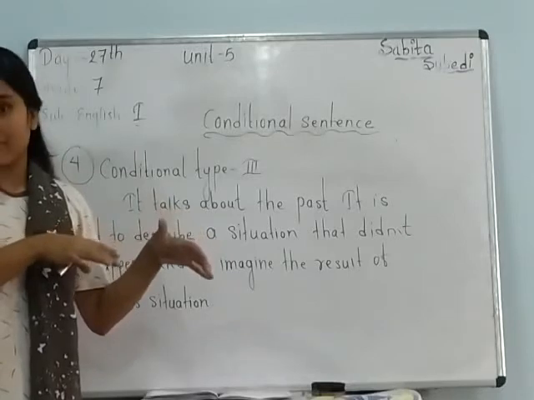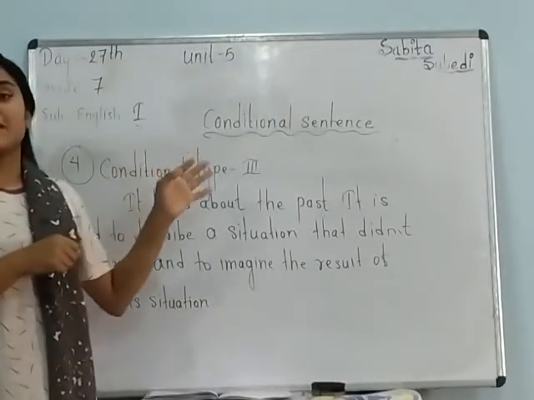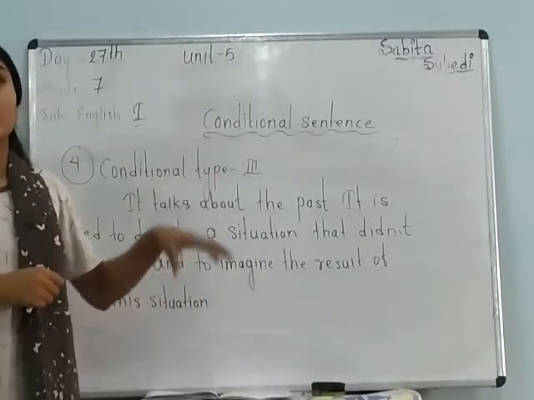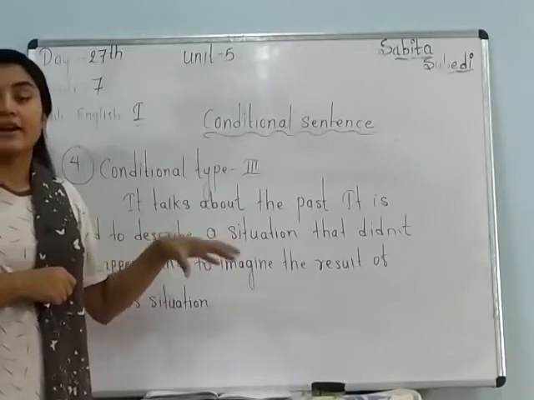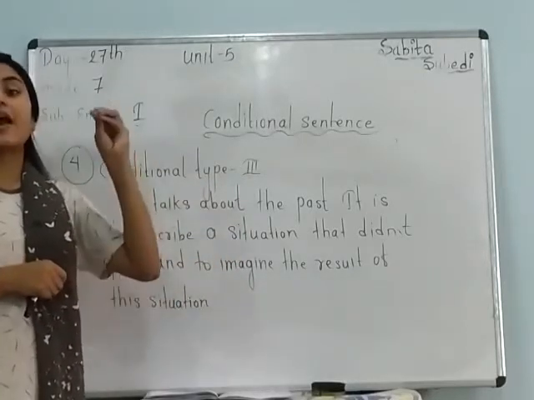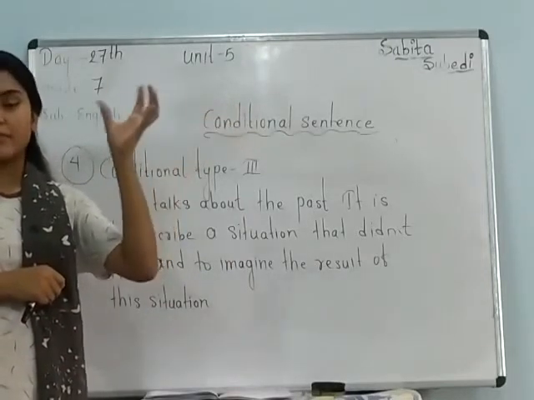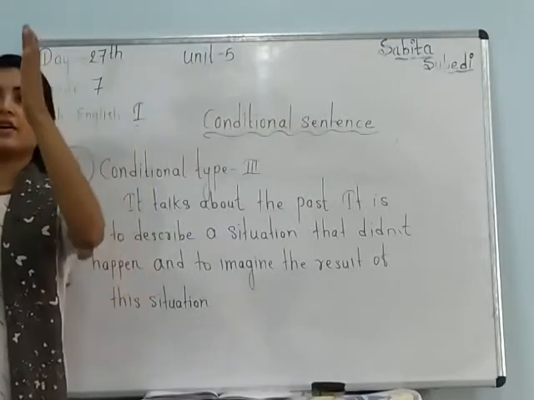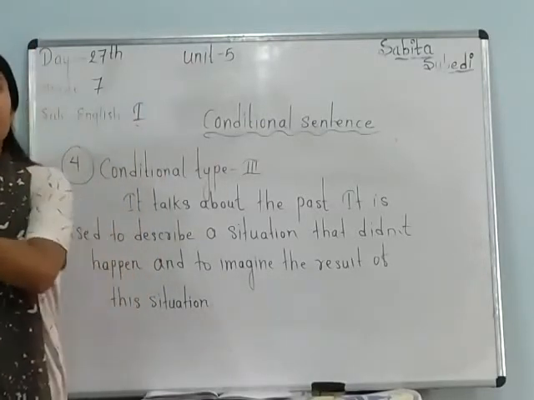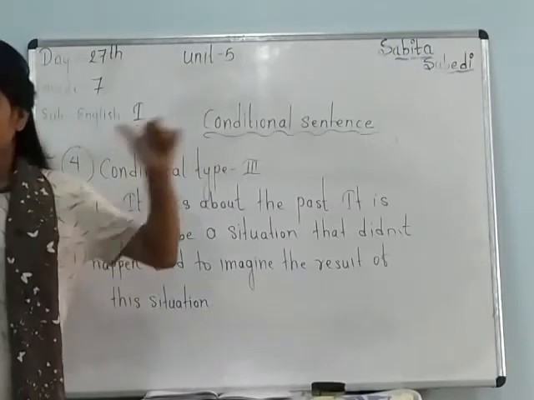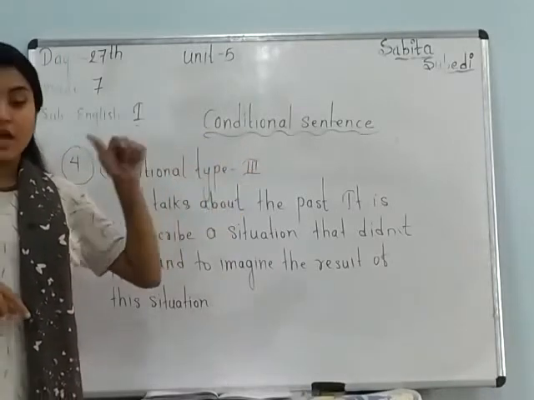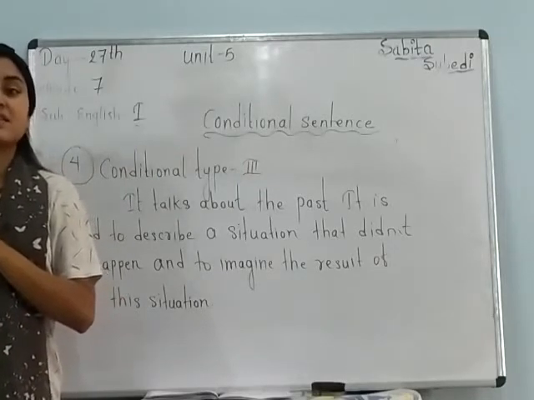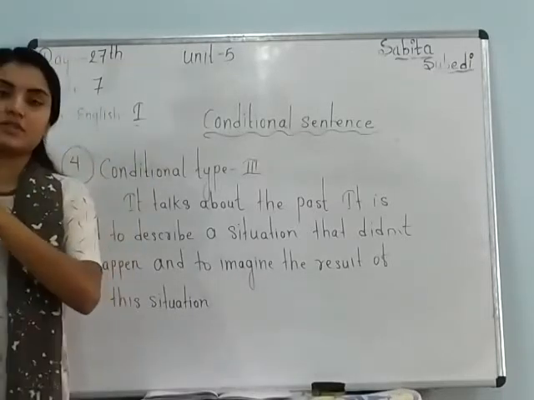Alright, once again listen carefully. We use conditional type 3 in that case where the action had not been performed, the situation had not taken place, but you are imagining the result of that situation. You are thinking in your mind. You are saying that if I had read the lesson, that situation did not happen in the past. If I had read the lesson, I would have passed the exam. That is the result, and you are imagining that result.